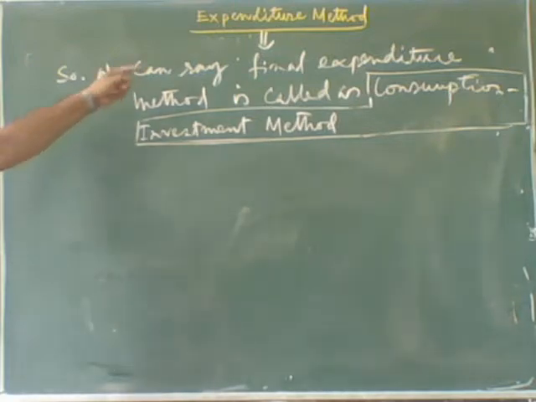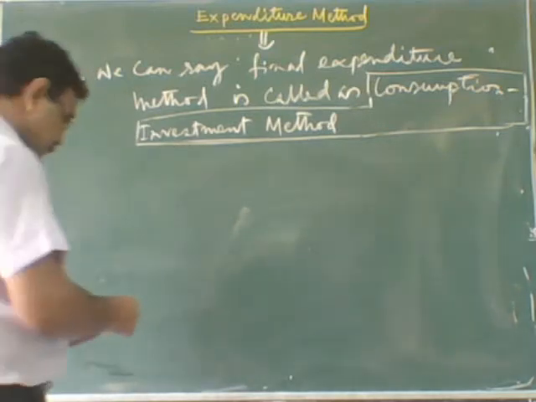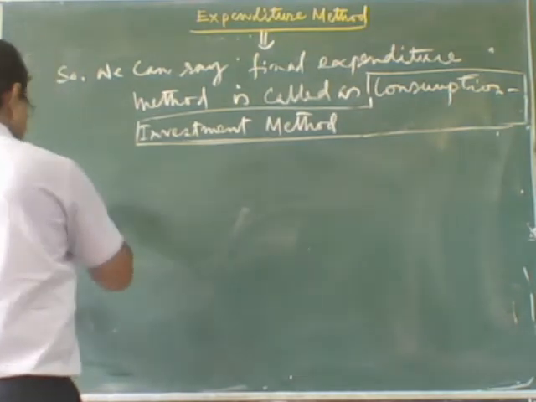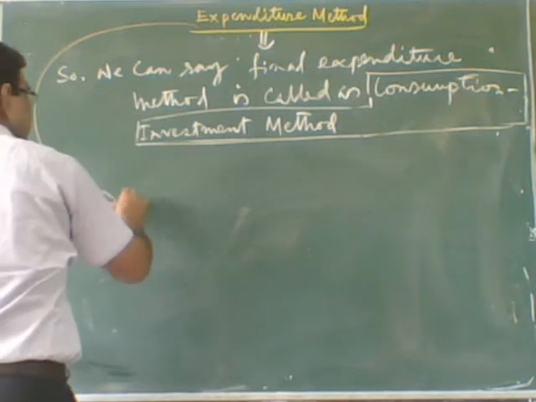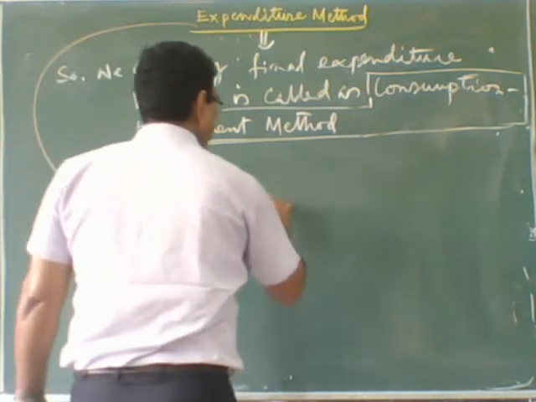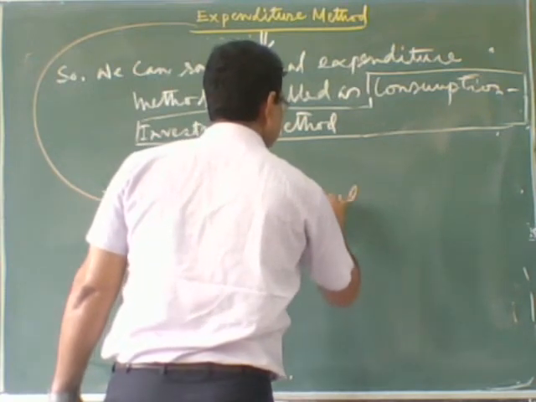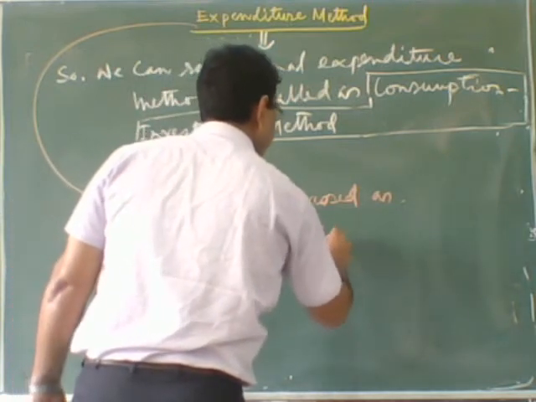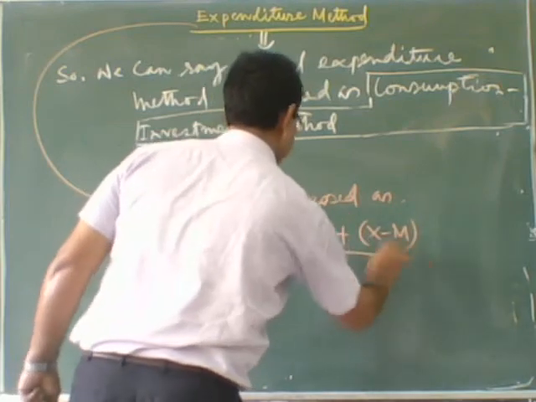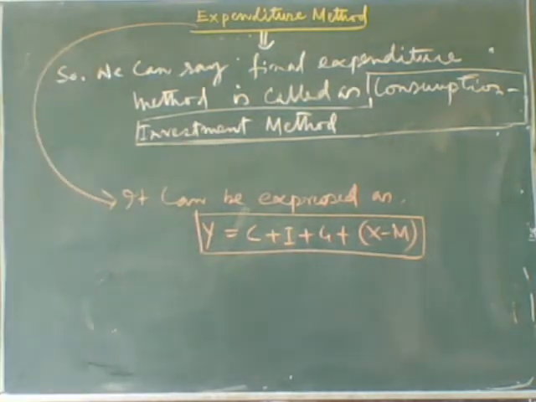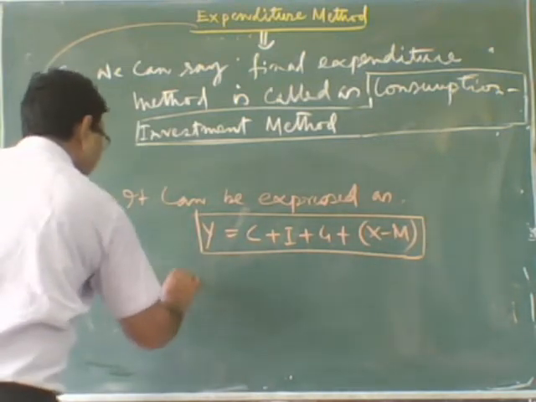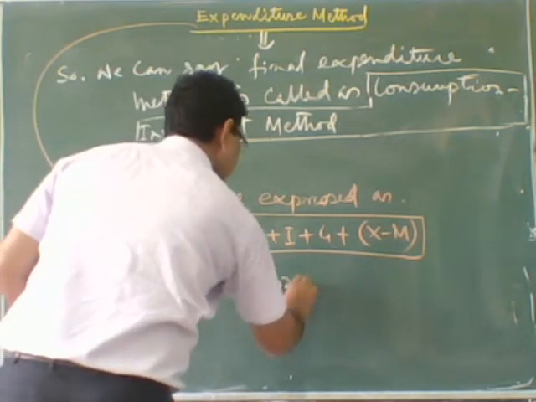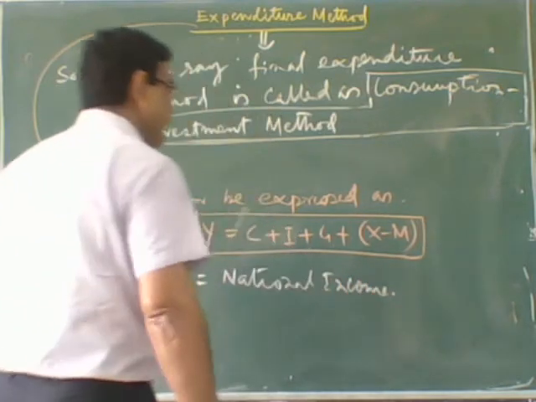This expenditure method can be expressed as Y = C + I + G + X - M, where Y equals national income, that means entire income.